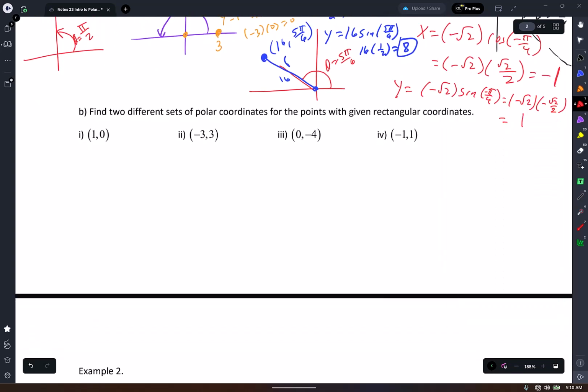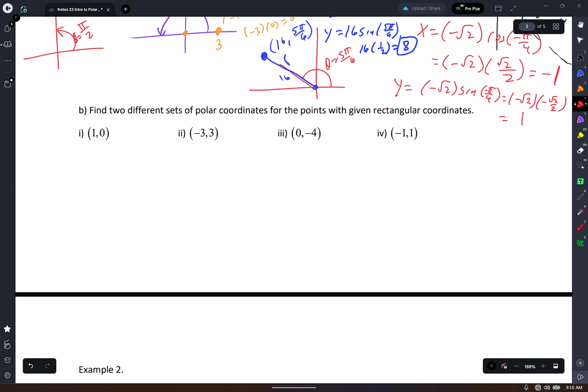All right, this one here: find two different sets of polar coordinates for the points given the rectangular coordinates. Okay, so these are all x, y's. So I want r comma theta. And they want two different sets. So here it is. I'm doing the first one right here. I'm just exaggerating quadrant 1.